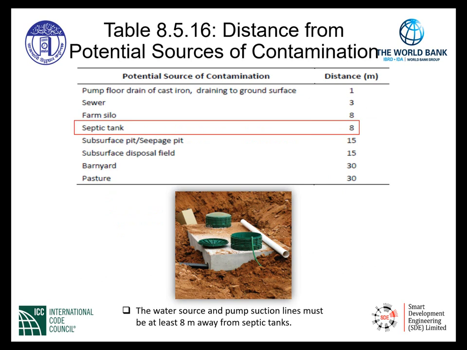As an example, if there is a local septic tank, the septic tank would have to be at least 8 meters away from any water source and any pump suction lines, according to the table. It's always acceptable to exceed the distances, but it can be no closer than what is given in the table accordingly.